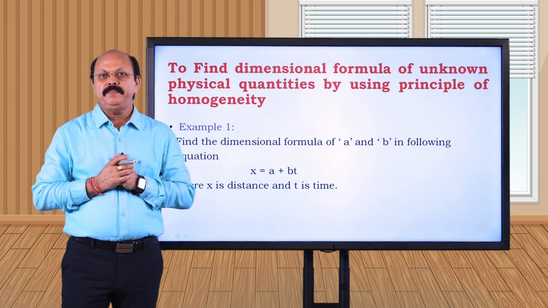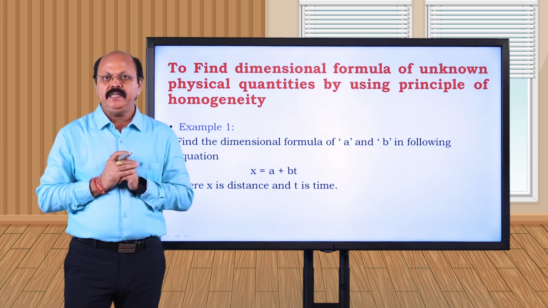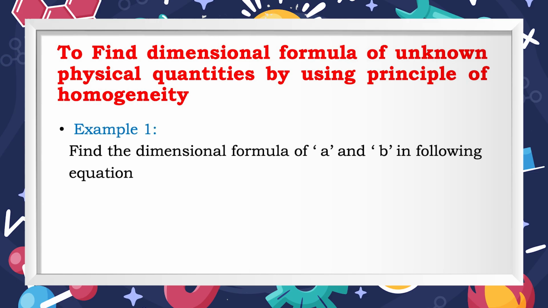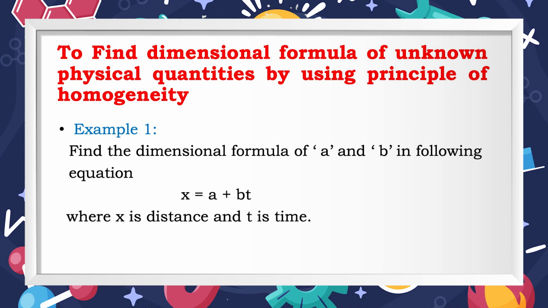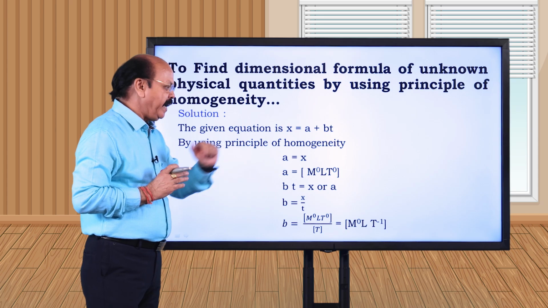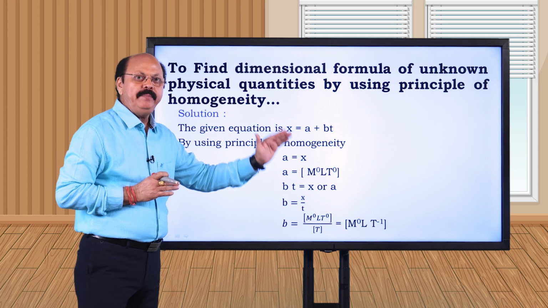Dear students, the principle of homogeneity is very important. It can be used to determine the dimensional formula of unknown physical quantities in any equation. For understanding this, we take one example in which you have to find the dimensional formula of unknown physical quantities a and b in the following equation: x = a + bt, where x is distance and t is time. Now, by using the principle of homogeneity, we can say that a equals x, because according to the principle of homogeneity, same physical quantities can be added.